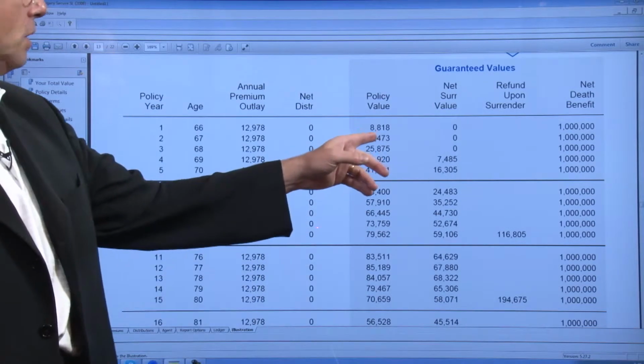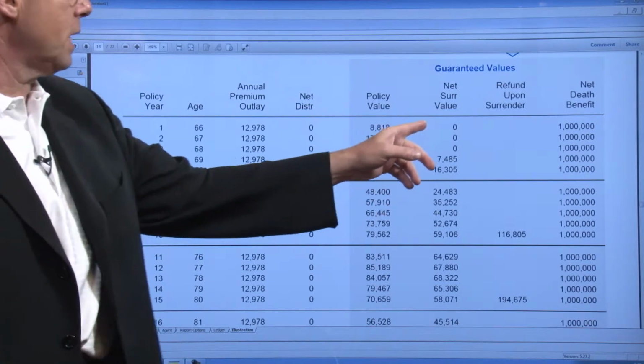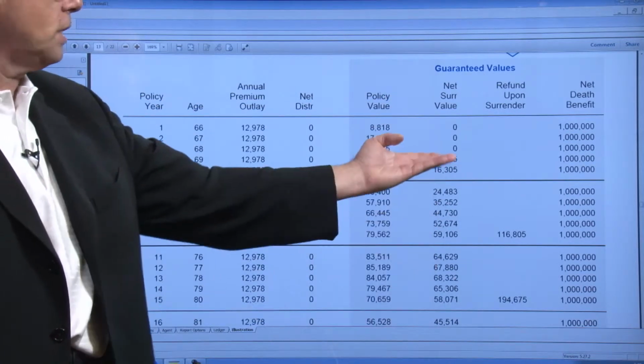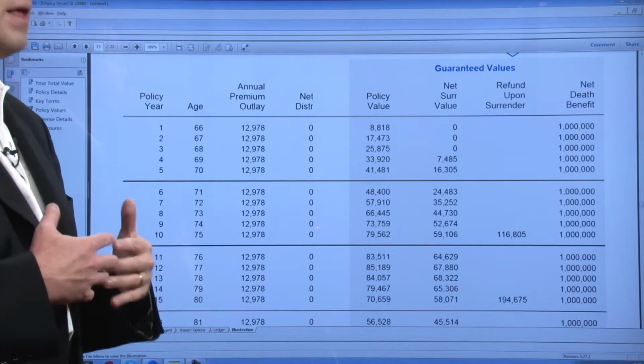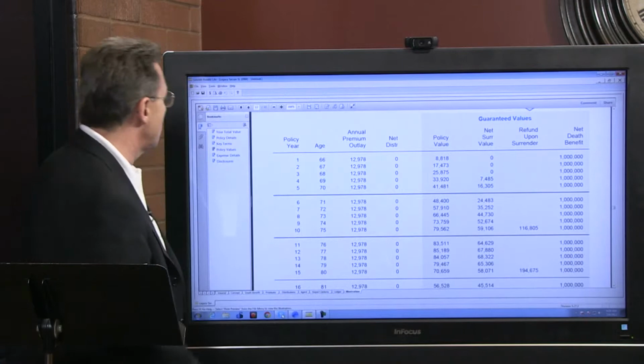Here's the actual policy value, less all the expenses. We're going to show you that in a little bit. And we're going to look at the net surrender value. These are the guaranteed values. Remember, we're not doing this for cash, so to speak, although the liquidity rider's on there for that buyer's remorse idea I spoke about. And then, of course, $1 million worth of death benefit.